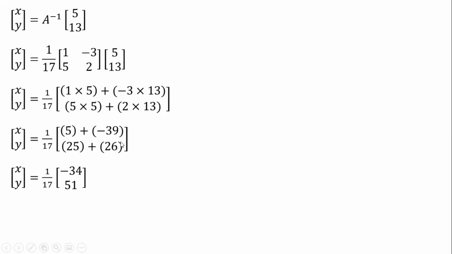We can then simplify further. 5 plus negative 39 will give us negative 34, and 25 plus 26 will give us 51. We can now multiply this matrix by our determinant. So it will be 1 over 17 multiplied by negative 34 and 1 over 17 multiplied by 51. When you do negative 34 divided by 17, you get negative 2, and when you do 51 divided by 17, you get a positive 3. So solving this simultaneous equation, we got x is equal to negative 2 and y is equal to a positive 3.